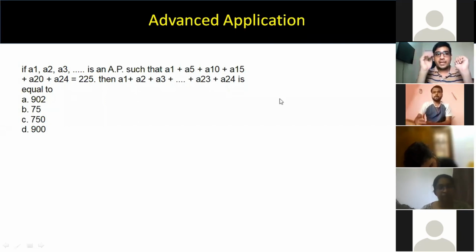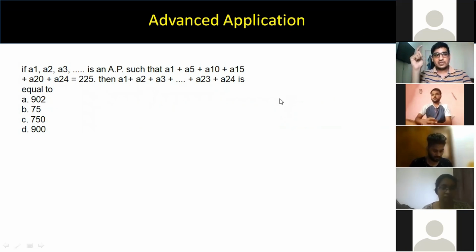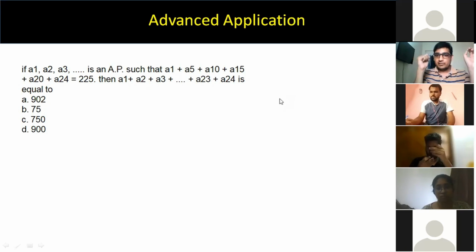So see, A1, 2, 3, 4 are in AP, right? I'll not be repeating this, so you have to understand it in the very first attempt. These terms are in AP, and A1 plus A5 plus A10 plus A15, 20, 24 is equal to 224. First thing that should be clicked is A1, the first term, and you have to find the sum of 24 terms, right?